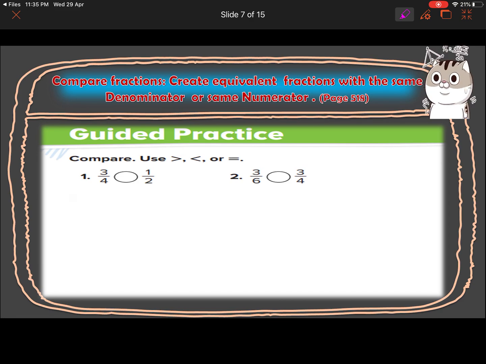Example number 1 and example number 2 on page number 517, you will do it by yourself. We will start with the guided practice. Question number 1. Okay, now start. Here we have 3/4 and 1/2. So 3/4 and 1/2 here. In this question, I'm going to work on the numerators.